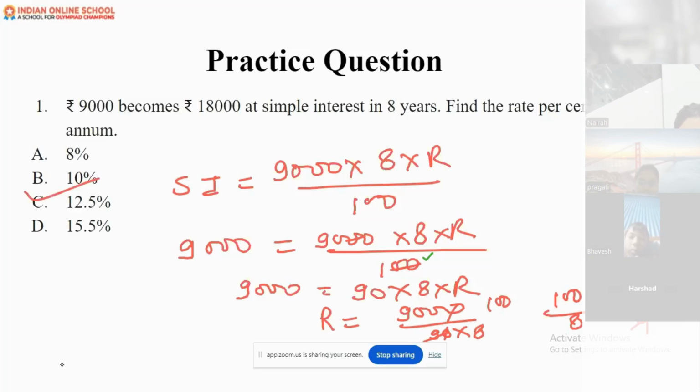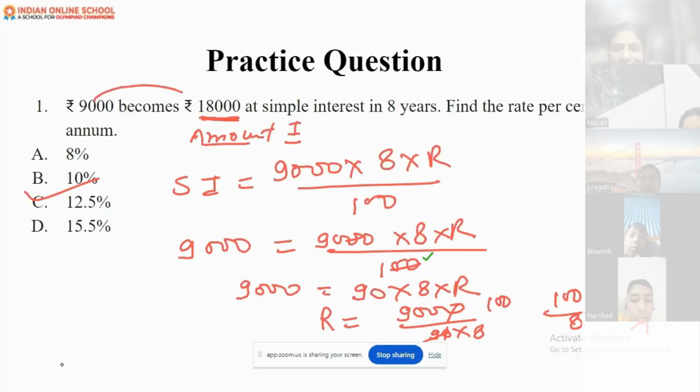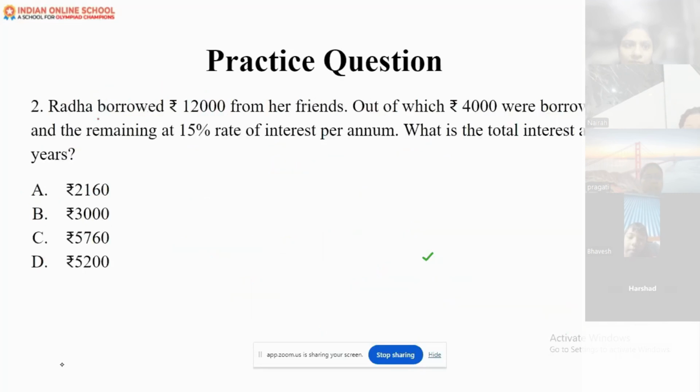Everyone, don't be confused. The main thing is you have to understand what is amount and what is interest. Whenever it says it becomes, it changes to this, it happens like this, you have to always think that it is talking about amount only. Whenever there is becomes, comes, will come, you have to be sure that it is amount only.